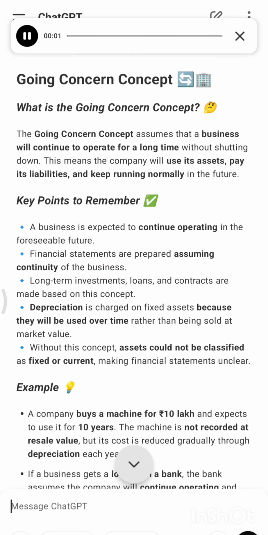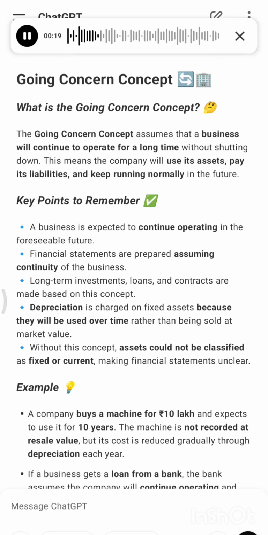Going concern concept. What is the going concern concept? The going concern concept assumes that a business will continue to operate for a long time without shutting down. This means the company will use its assets, pay its liabilities, and keep running normally in the future.